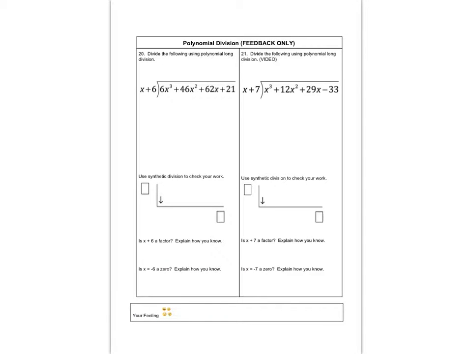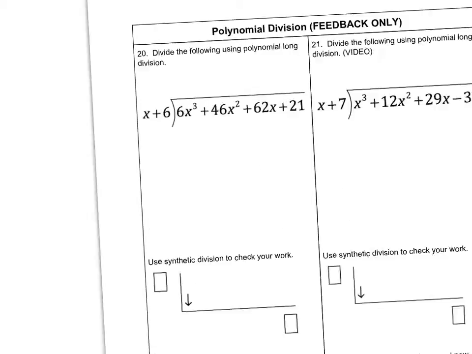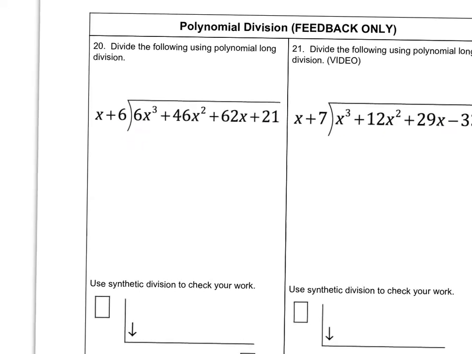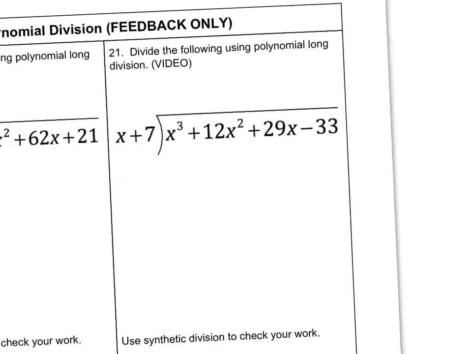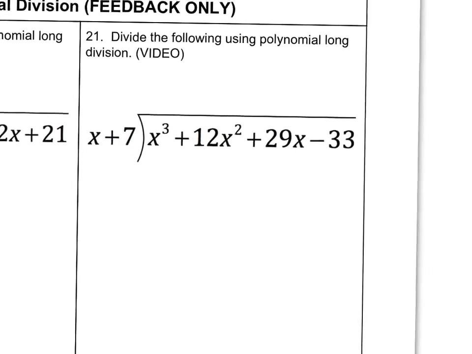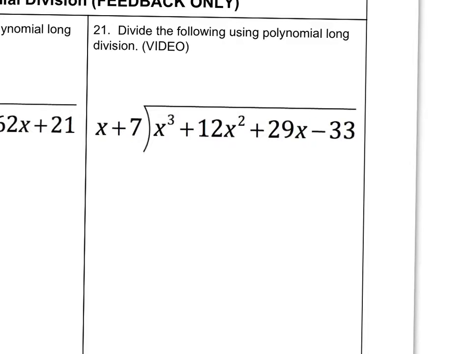Okay, then we got the new stuff. We got some polynomial division, and we're going to start by dividing this by long division, then check it with synthetic and decide if we have some factors or zeros going on here. I guess I'm doing the second one on video.